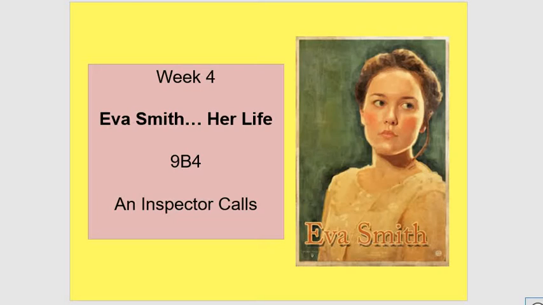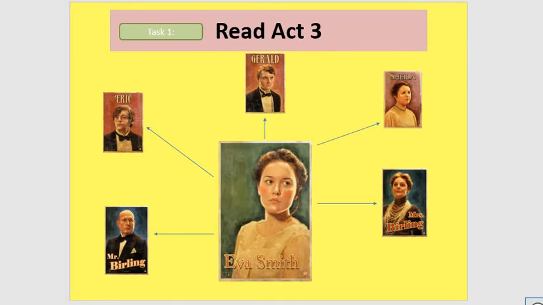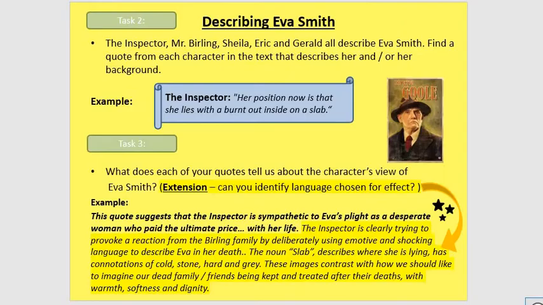So this week, all of your tasks are going to be based around the lead character Eva Smith and her life. You will need to read Act 3 to begin with, so then you would have read the whole of the play. So your first task is to read Act 3, and then after you've completed that, move on to your written tasks.